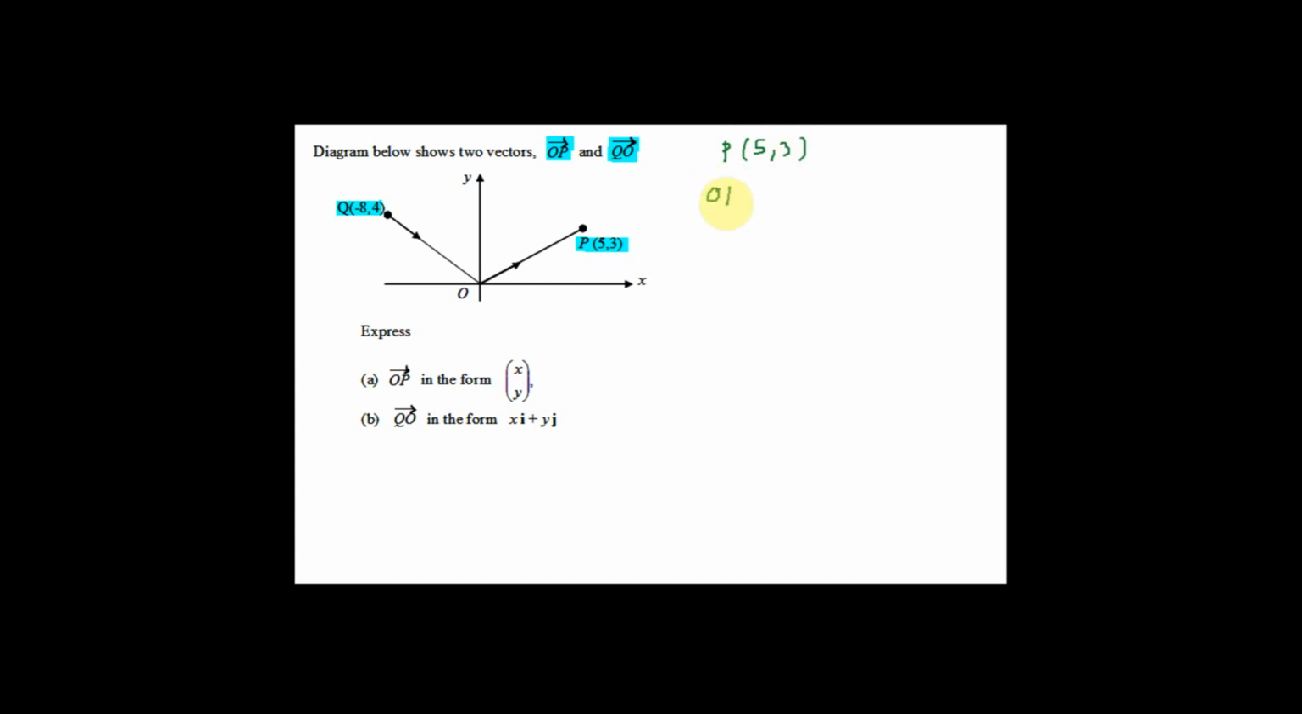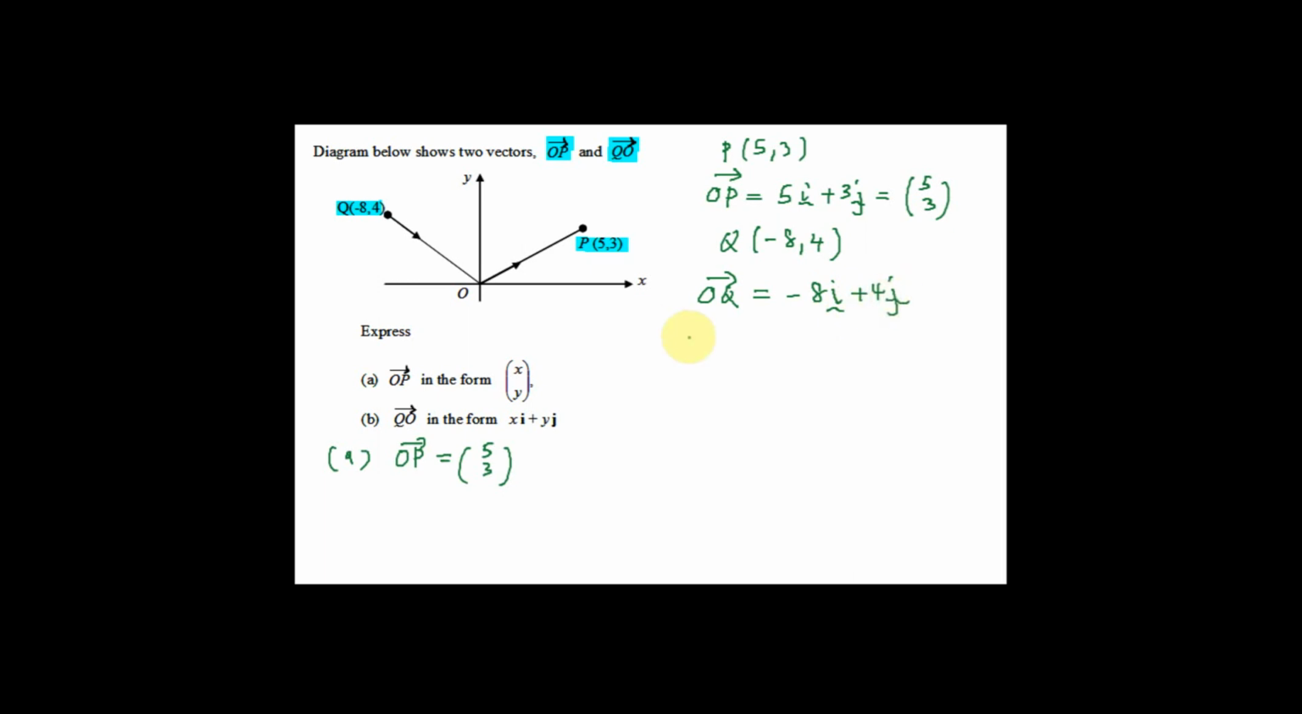So you can put the vector OP, the coordinate P always relative to O, that is OP, equal to 5i plus 3j, or sometimes you can put it into the column vector, which is (5, 3). So if you understand this, part A is very simple. You just put OP as (5, 3). Now you can see here, you also have coordinate Q, which is (-8, 4), right? So this is actually OQ. This equals negative 8i plus 4j.